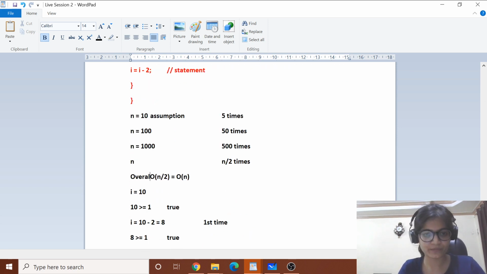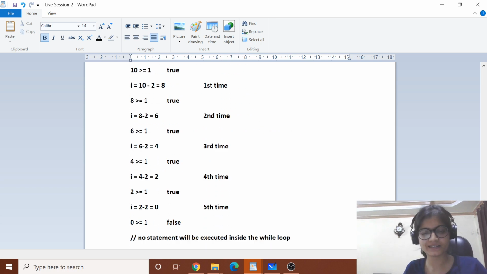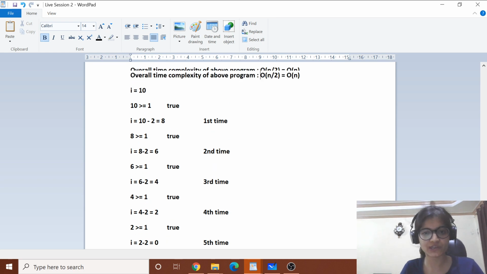So if I will say overall time complexity of the above program is order of n by 2, which is equal to order of n. I think this problem is also very much clear to you all.